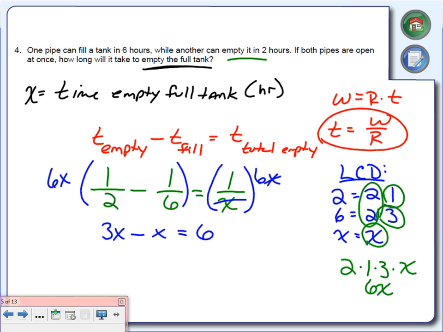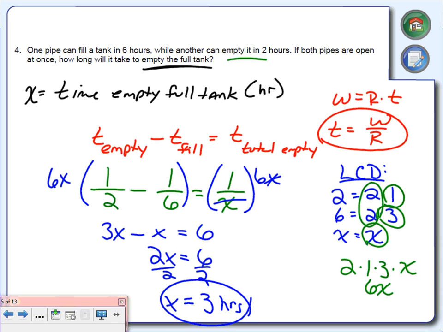So here's the equation that I need to solve. 3x minus 1x would give me 2x. So now I've got 2x is equal to 6. If I divide by 2, 6 divided by 2 would give me a 3. So what did I just find? What is that 3? The time it takes to empty the full tank. 3 what? Hours. So it's going to take me 3 hours to completely empty this tank out.